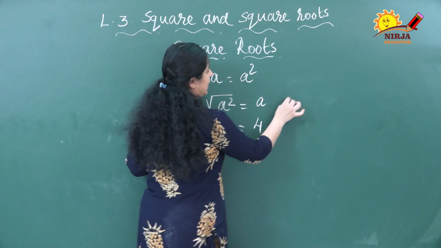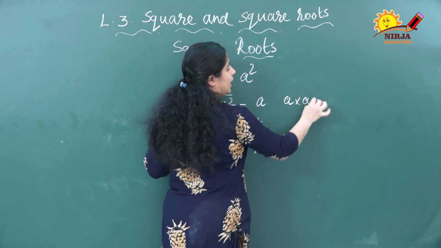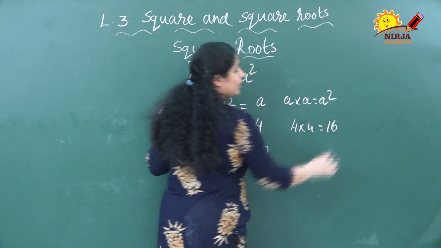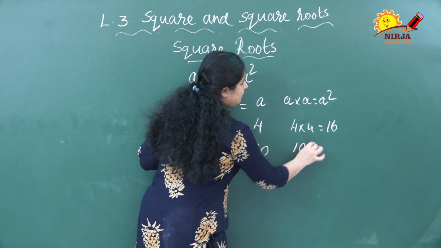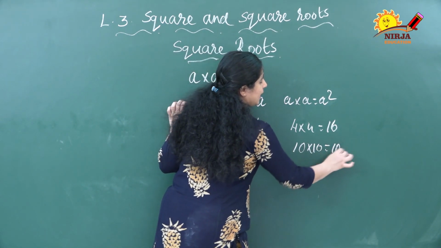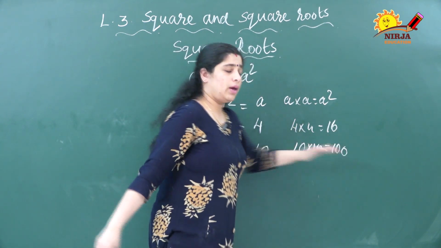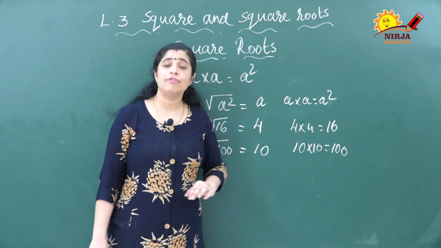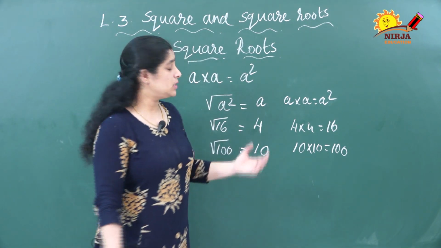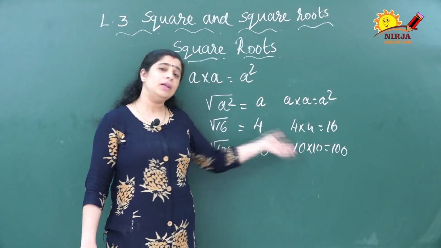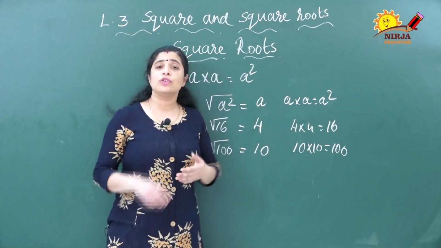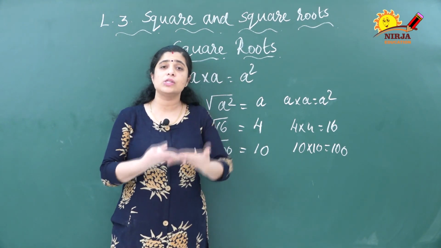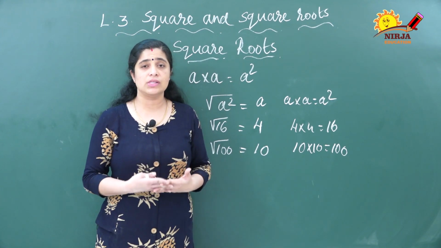You know that a multiplied by a, you are getting a square. When you multiply 4 by 4, you will get 16. When you multiply 10 by 10, you will get 100. This is the square and here it is the square root. Now we will see how can we find the square root of a number. This we know, that when you multiply 10 by 10, you are getting 100. Otherwise, if you don't know the square root of a number, then how can you find the square root of a number? That we will see next.